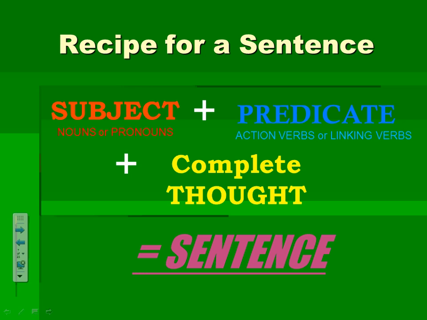So this is your formula, right? When you're trying to assess complete thought, always ask yourself, if I walked up to somebody and said this, and then walked the other direction, would it make sense to that person? That should help you out.